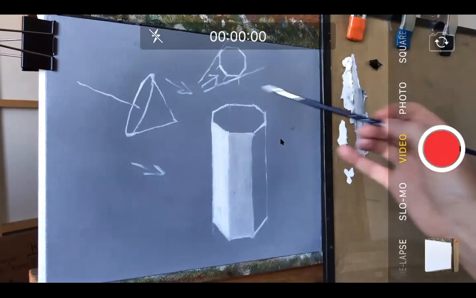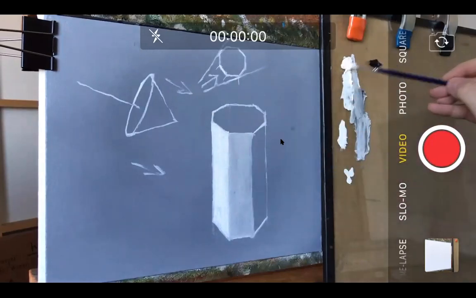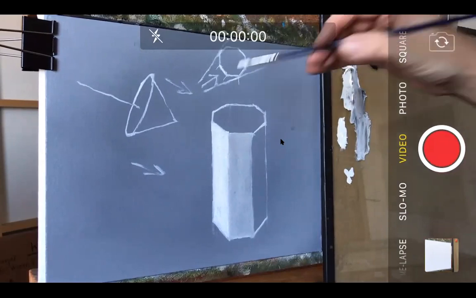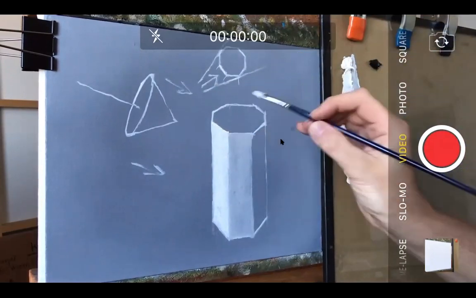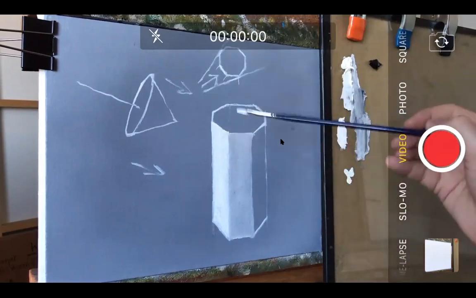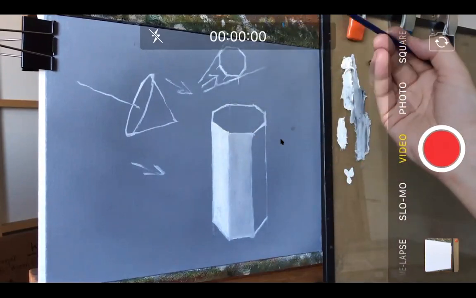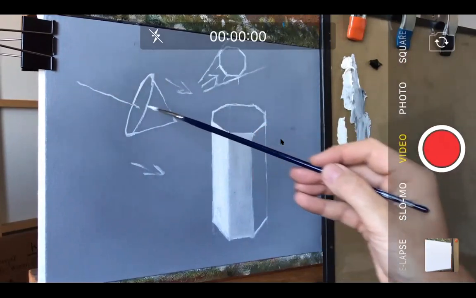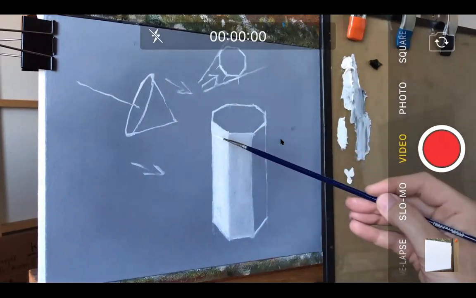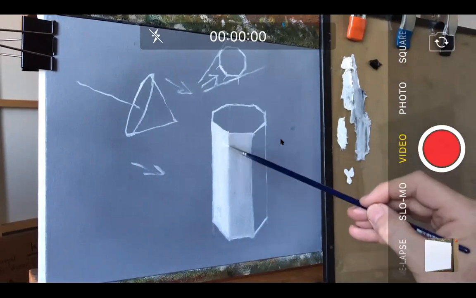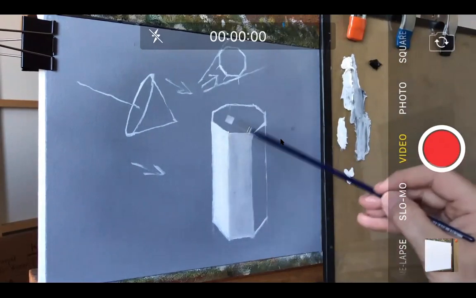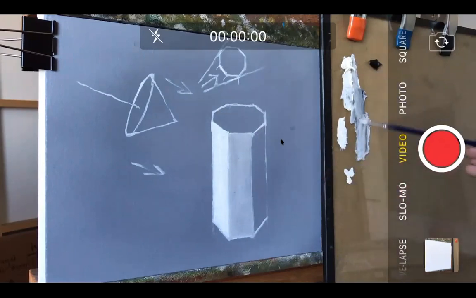So a slightly more ambiguous question is, what would the value be of the top plane of this object? That would depend on the exact angle of the light source. If I'm following the angle of my light source here, then I believe this plane is going to be the most strongly illuminated plane. This plane will be catching some light, but will be slightly darker than the strongest light.